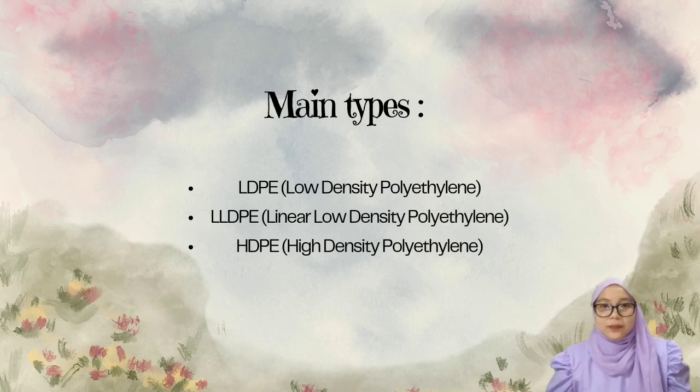Next is LLDPE, or linear low density polyethylene. Compared to LDPE, LLDPE has better strength and durability, making it suitable for stretch films and containers. Lastly, we have HDPE, which is high density polyethylene. HDPE is stronger, more rigid, and resistant to chemicals, so it is widely used for bottles, pipes, and industrial containers.